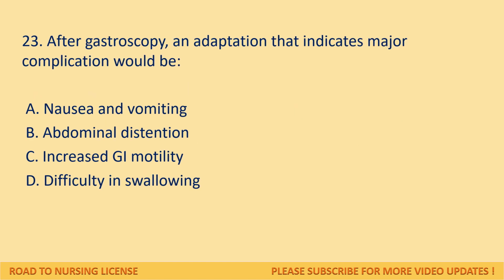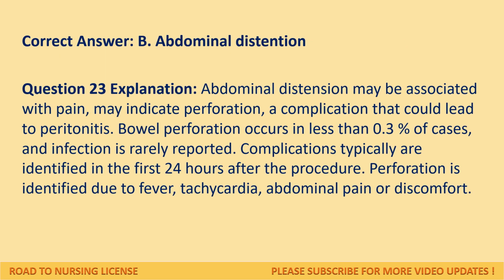Question 23. After gastroscopy, an adaptation that indicates major complication would be A. Nausea and vomiting. B. Abdominal distension. C. Increased GI motility. D. Difficulty in swallowing. Correct answer, B. Abdominal distension.